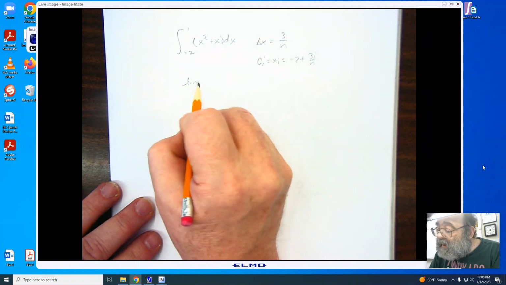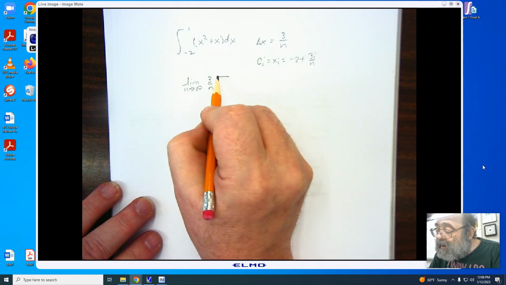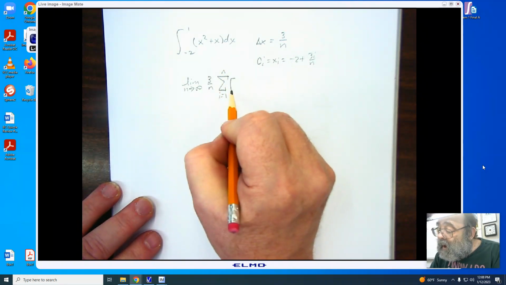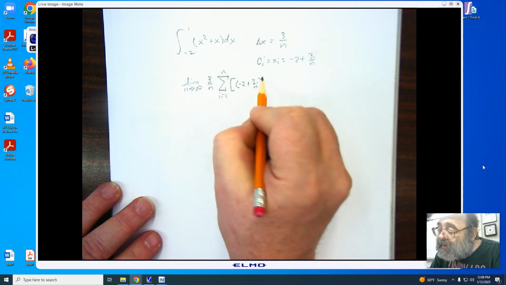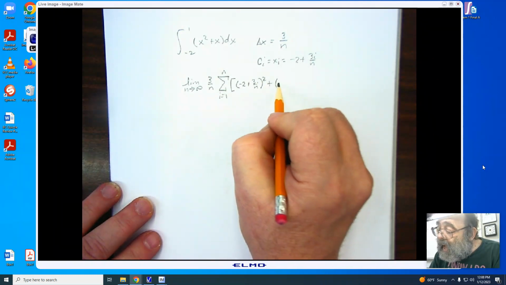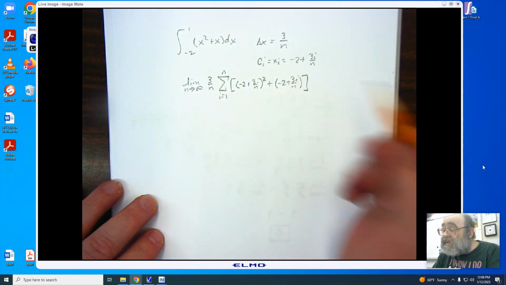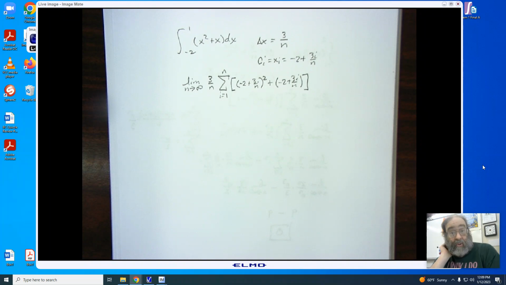So we have the limit as n approaches infinity of delta x, which is 3 over n, times the summation as i starts from 1 and goes up to n, of x squared, which is (-2 plus 3i over n) squared, plus -2 plus 3i over n. Now in the previous problem, I set this up in standard form, and you might want to too. It does make it a lot easier for us to FOIL out that (-2 plus 3i over n) squared by writing it as (3i over n minus 2) squared.